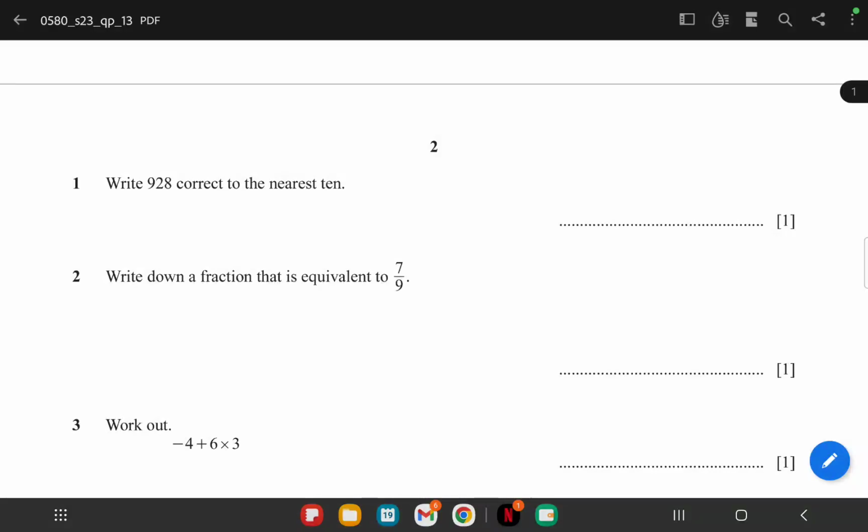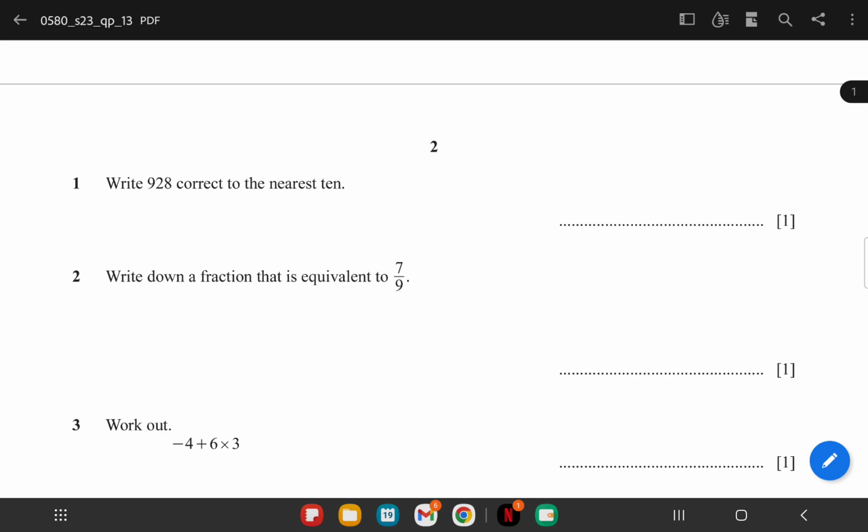So I'm just going to be going through the paper so that you can always go back to it and rewind if need be. Okay, so the first question, write 928 correct to the nearest 10.